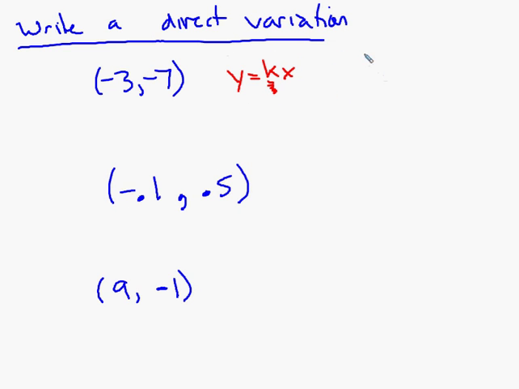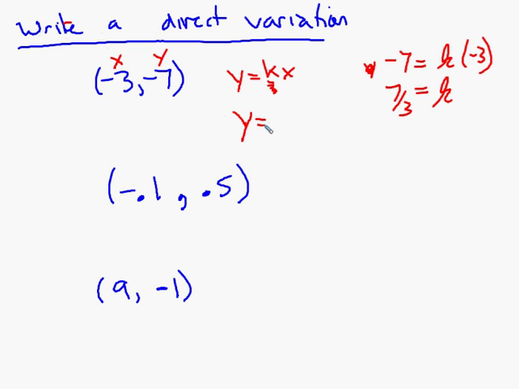So I'm told to write a direct variation. So I know y. y is negative 7. I know x. See, x, y. I don't know what? k. So I solve for k. I put in x and y, and I get k, and it's 7/3. So what's my answer? 7/3? No. I'm told to write the direct variation. So y equals 7/3 x. That's my answer, the whole formula.